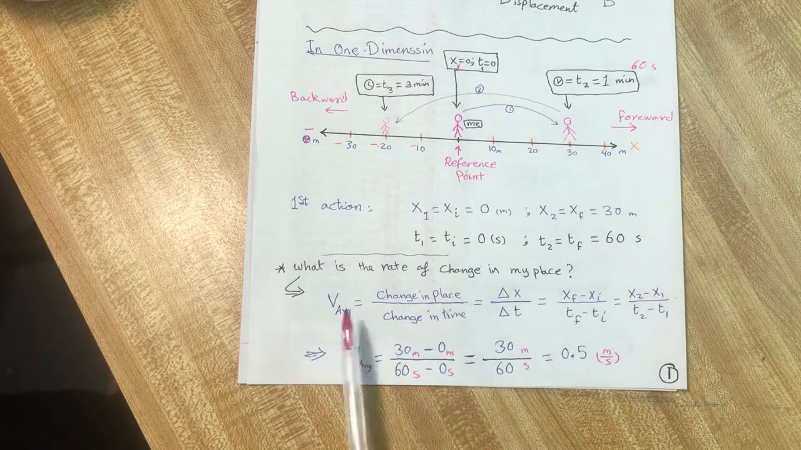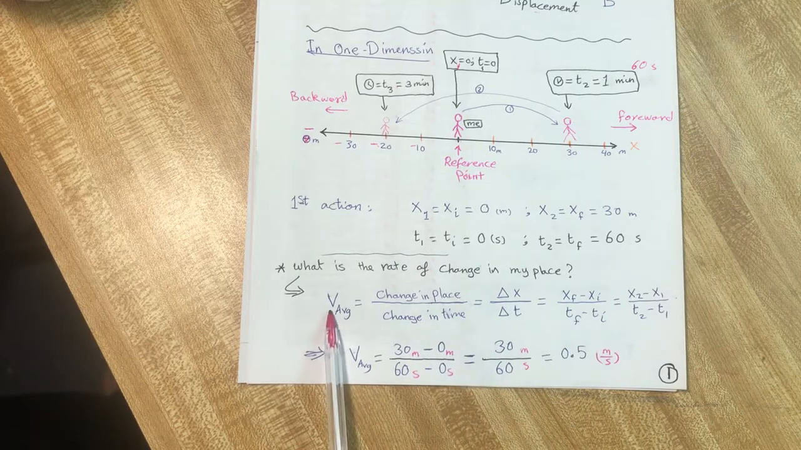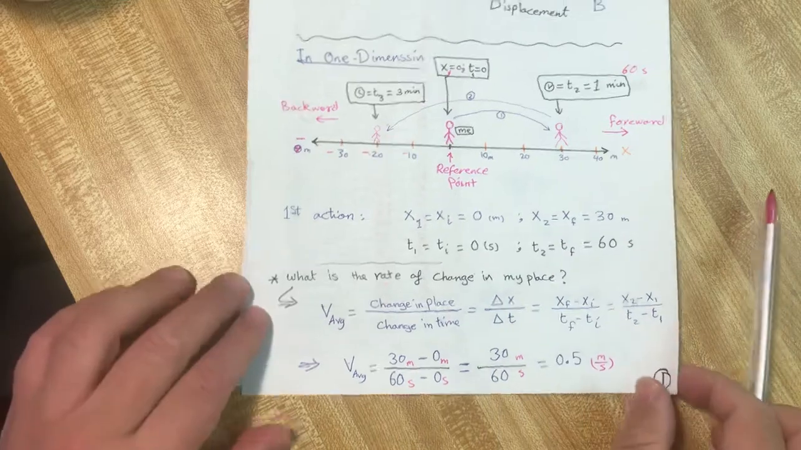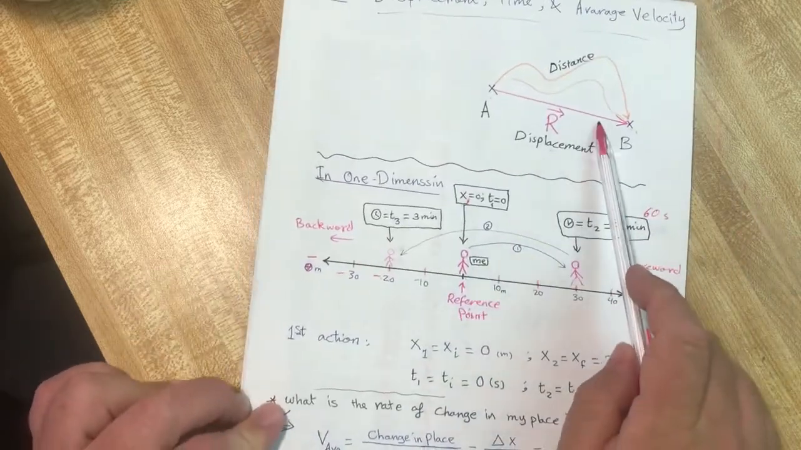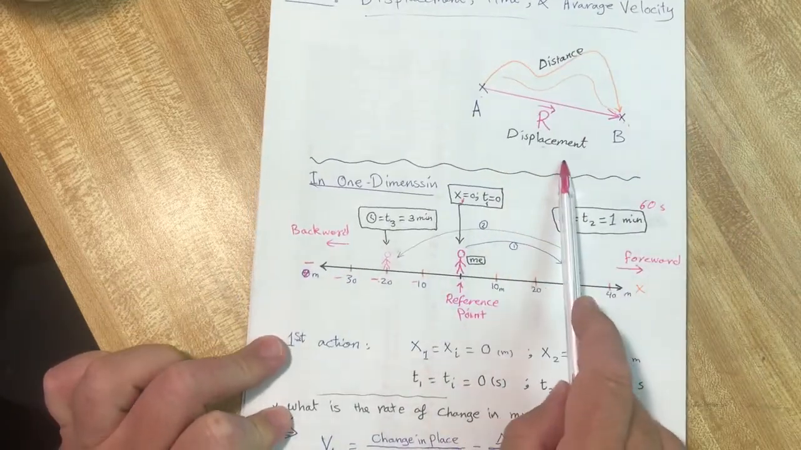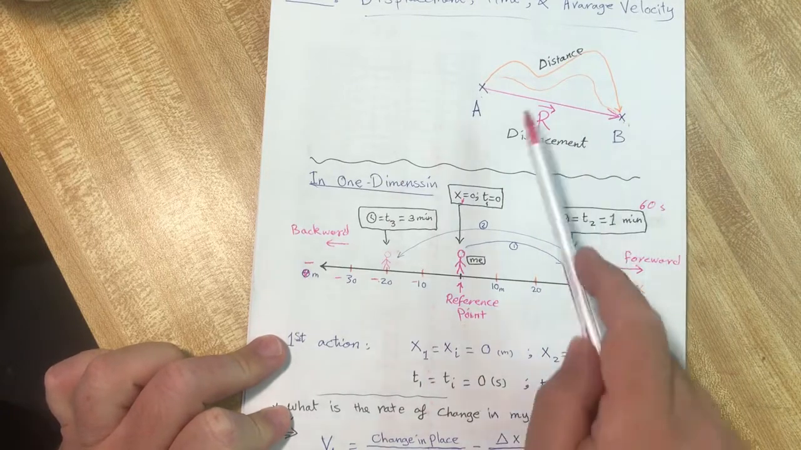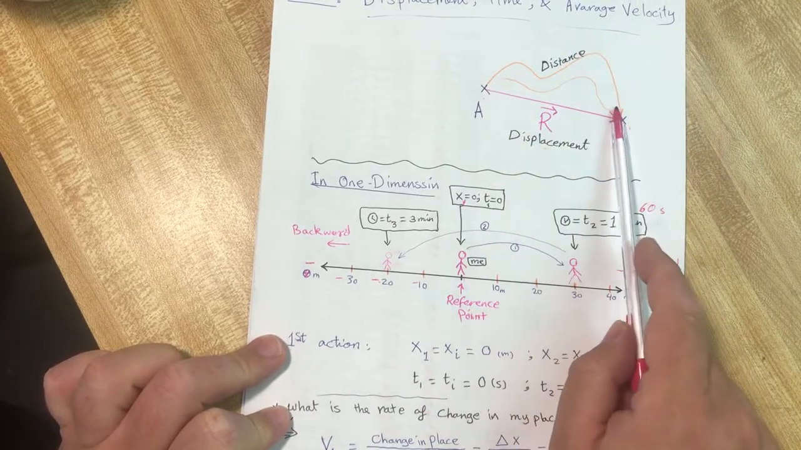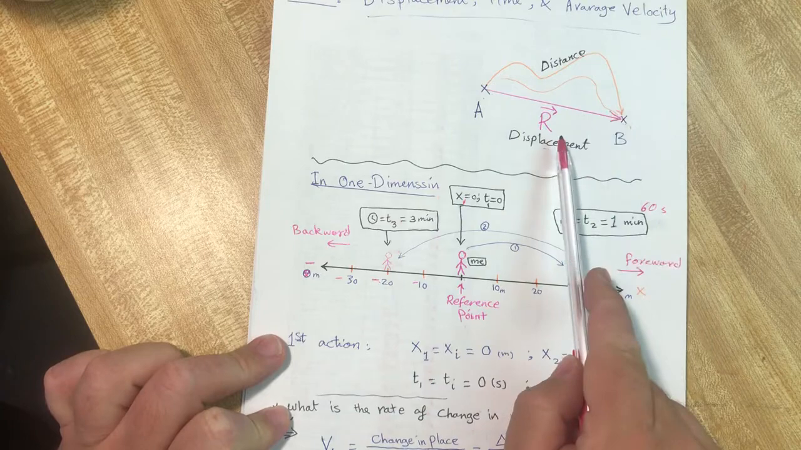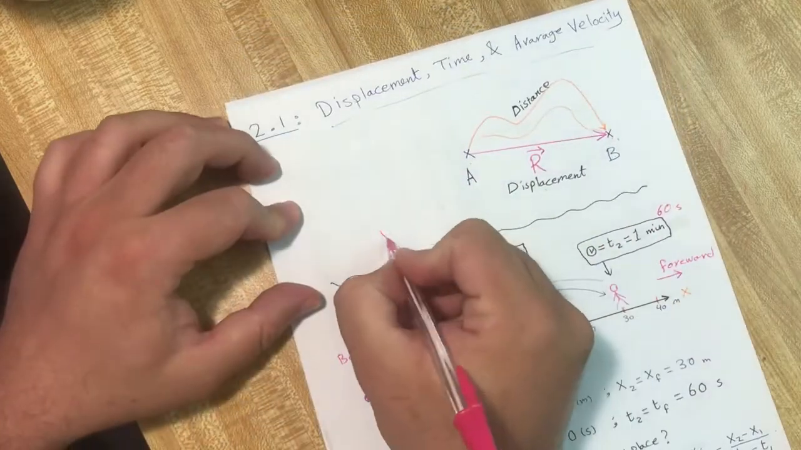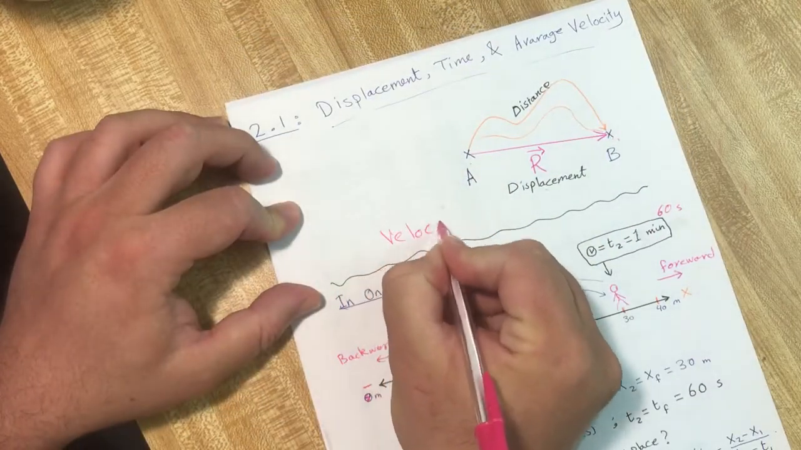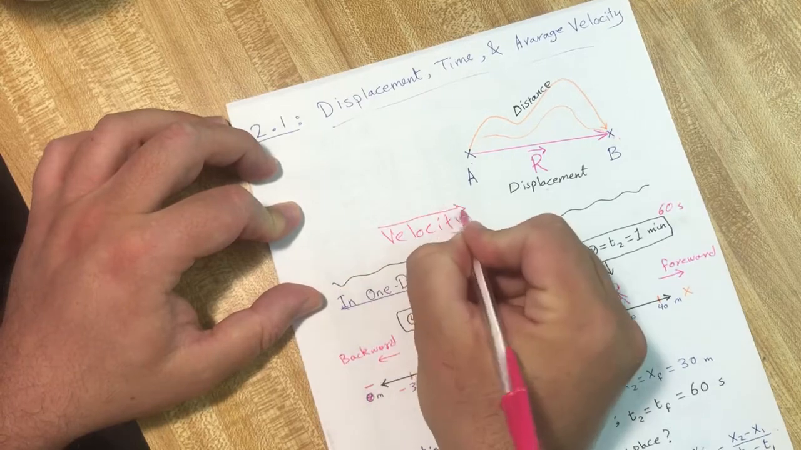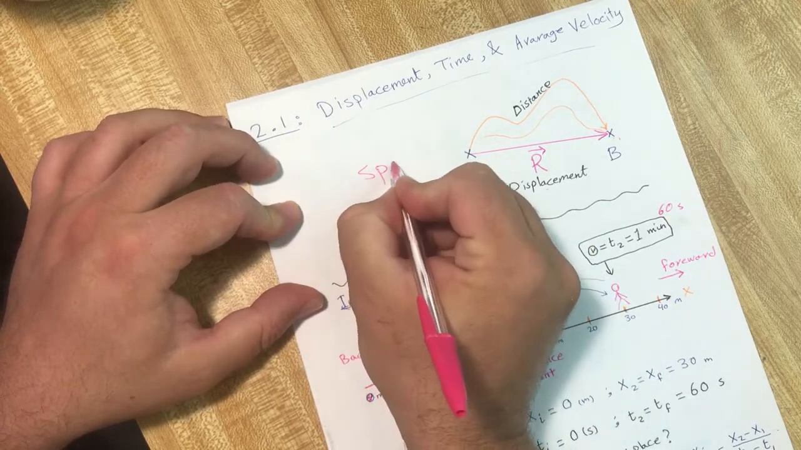The rate of change is the average velocity or average speed. To tell you something, when we talk about the vectors or the displacement, it is the velocity. When we talk about the change in distance, it is the speed. The velocity is a vector, but the speed is not.